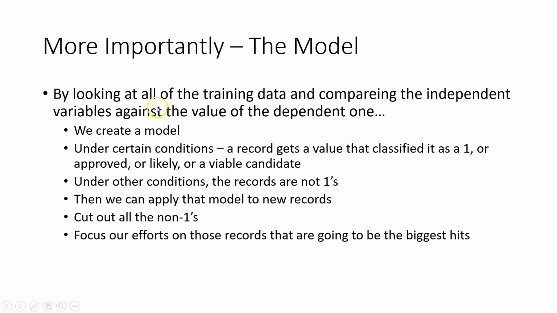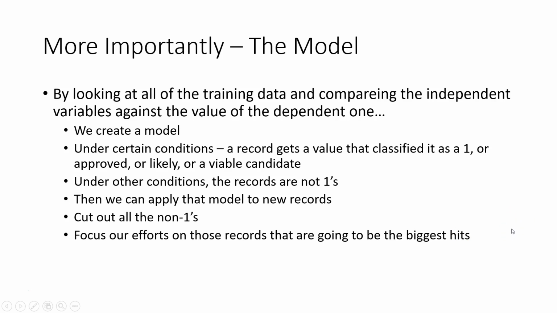So in this example I've got listed here, we create the model. Under certain conditions, a record gets a value that classifies it as a 1, approved or likely or a viable candidate. On other conditions, the records are not 1s. So then we can apply the model to new records. We can actually cut out all the non-1s, and focus our efforts on only those records that are going to be the biggest hits.